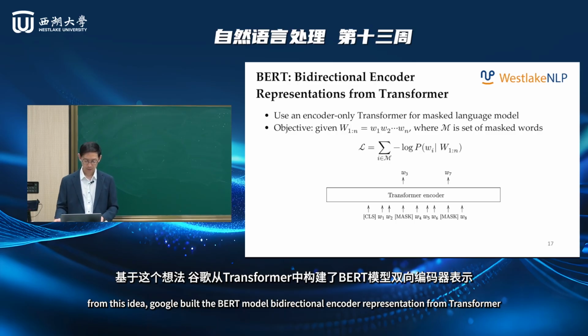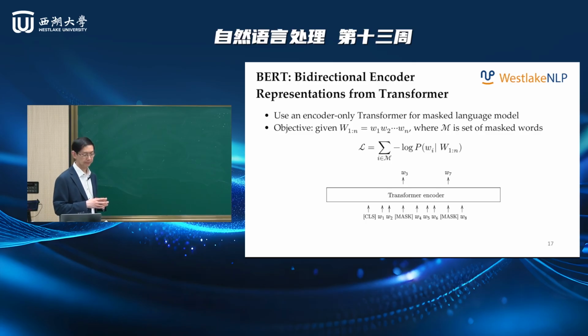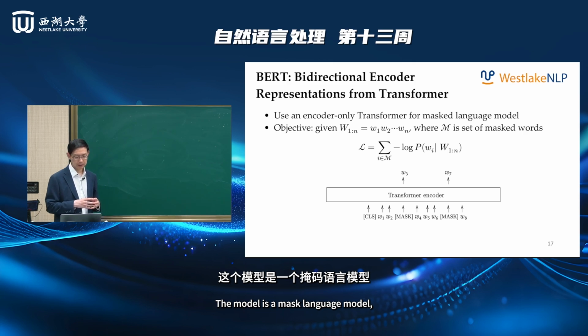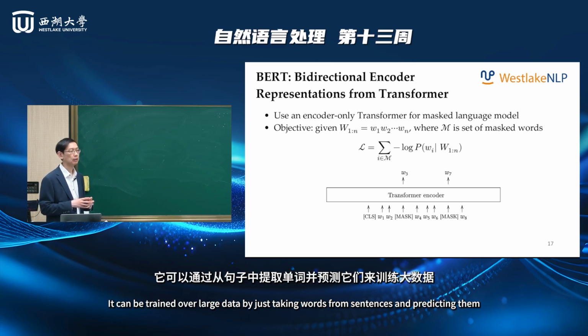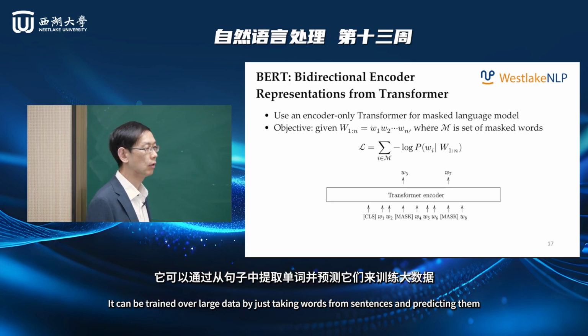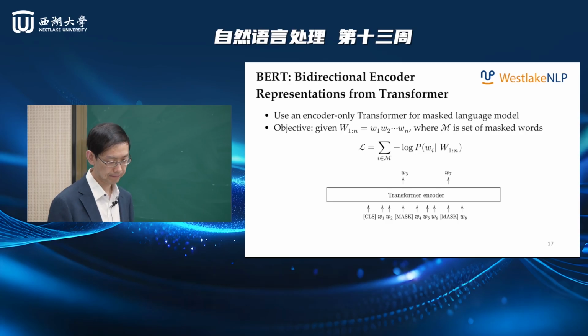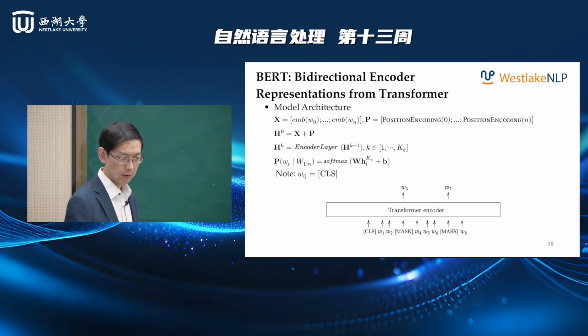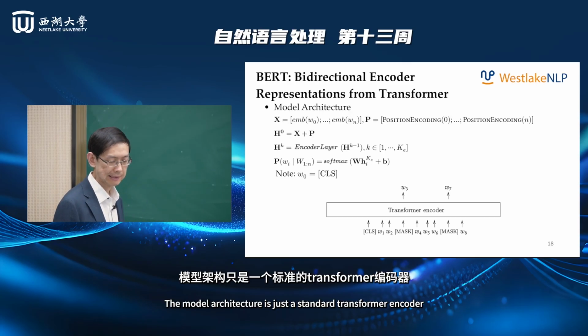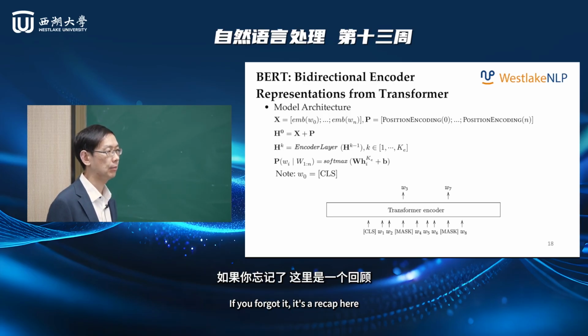And by doing that, our language model can make use of context both from the left and from the right. So from this idea, Google built the BERT model, bidirectional encoder representation from transformer. The model is basically a masked language model, okay? It can be trained over large data by just taking words from sentences and predicting them. The model architecture is just a standard transformer encoder. If you forgot it, it's a recap here.